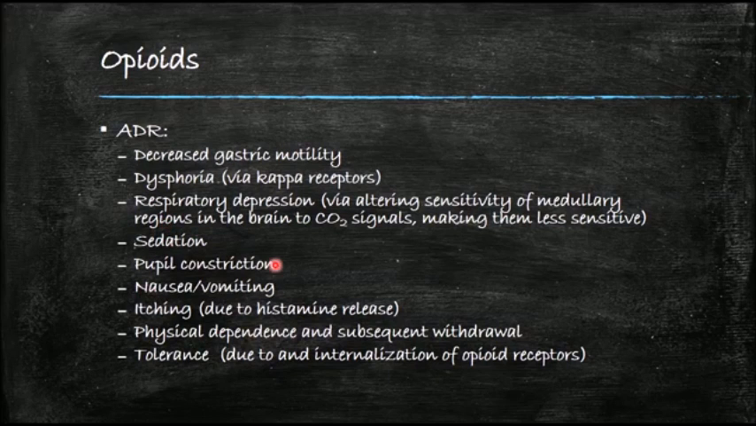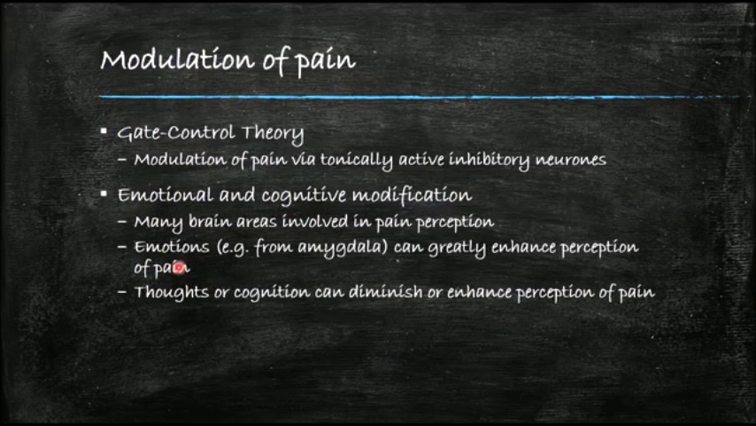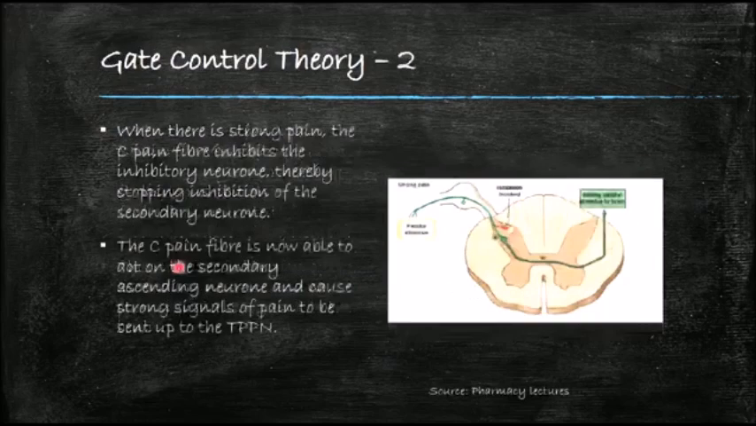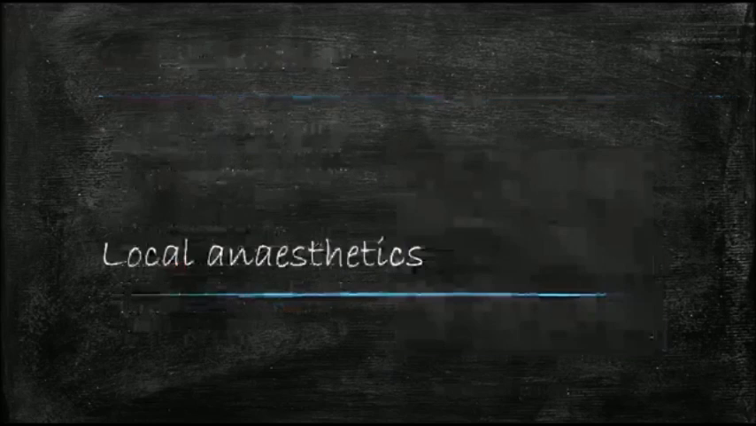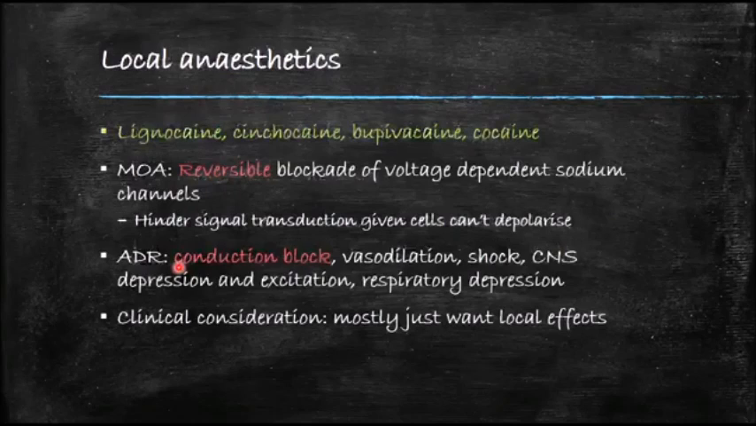Pupil constriction, so this is what they mean by patients who've overdosed on opiates. They have pinpoint pupils. That's due to this effect. And the physical dependence and tolerance is probably nothing that you need to worry about. This we can skip over. Local anesthetics you don't really need to know about.